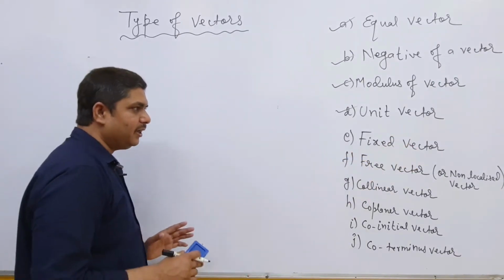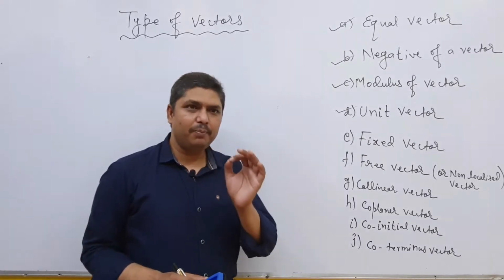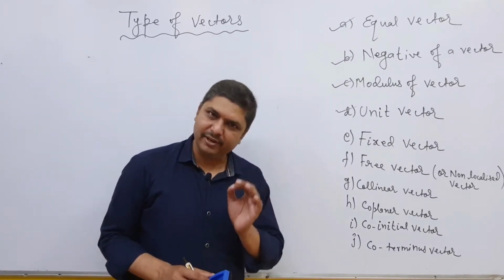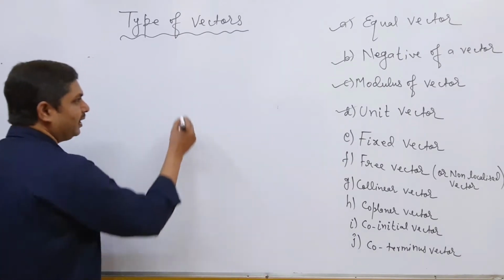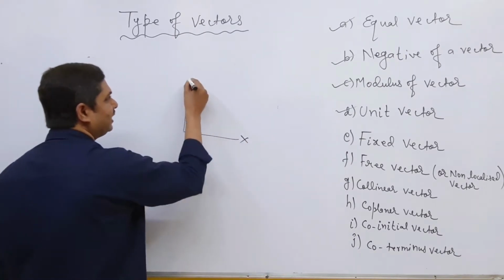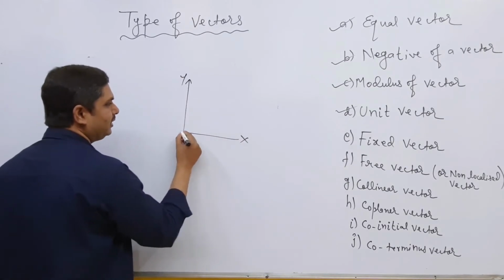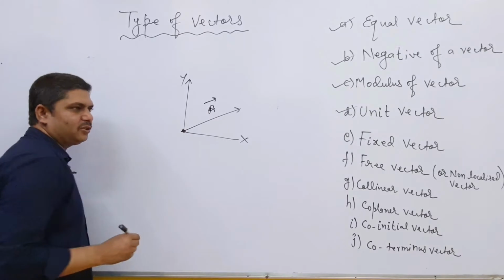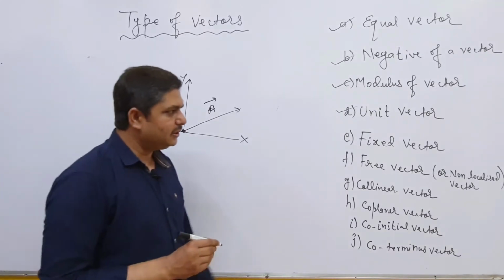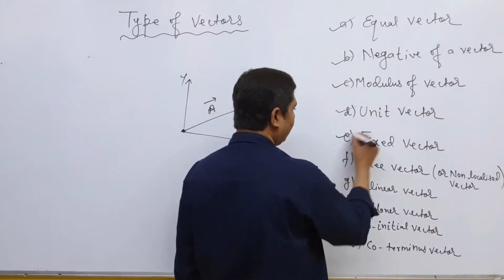What is fixed vector? If the initial point of a vector is fixed, then this is said to be a fixed vector. For example, this is the x-axis and this is the y-axis and this is a vector known as vector A. When vector A's initial point is fixed, we know the initial point. So it is said to be fixed vector.